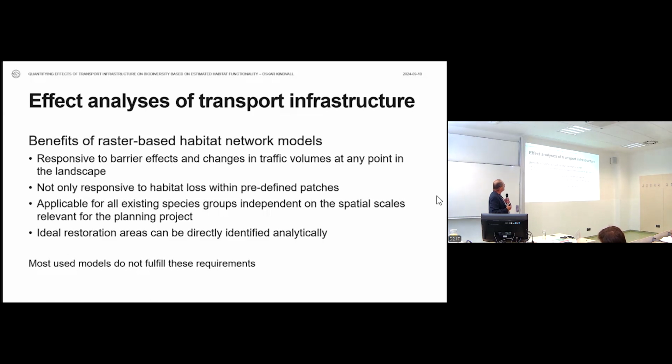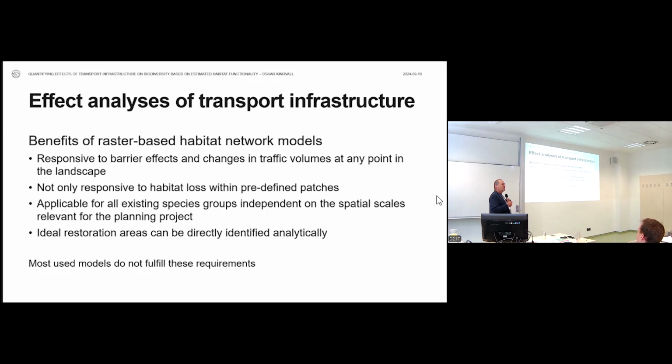Models to be effectively used when doing effect analysis must be responsive to these changes, and not only responsive to the habitat loss, but also to the barrier effects, and also the mortality. Sometimes the mortality is more important than the barrier effect per se. But of course, the mortality also forms a barrier effect.